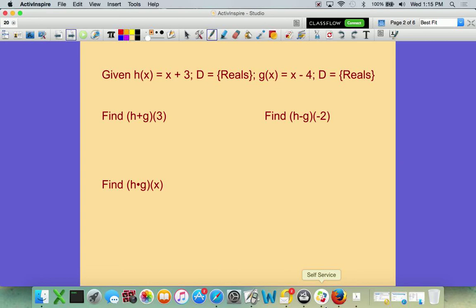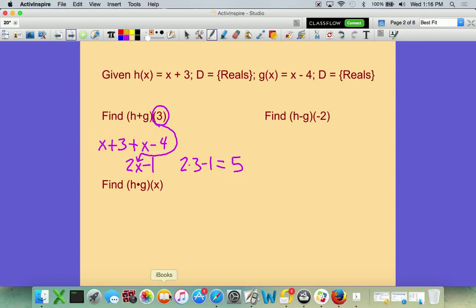From here, you've got two options. You can either take the h function and add that to the g function, and we end up with 2x minus 1. But then we still have to deal with this 3. How we deal with that 3 is we plug it in for x. So 2 times 3 minus 1, 6 minus 1 is 5.